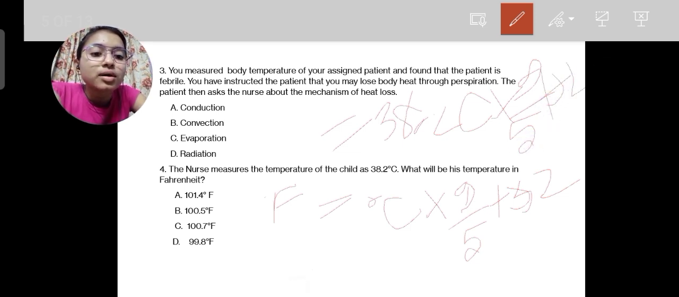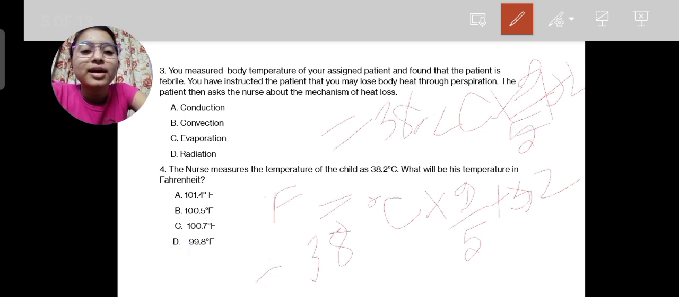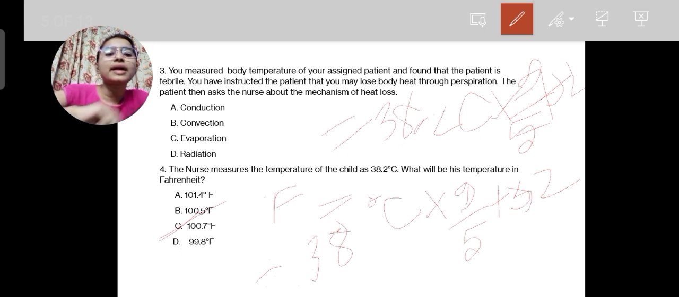So what will be the answer? Do it. 38 into 9. So do it with calculator or anything. So what will be the right answer? The right answer will be 100.7 degree Fahrenheit.